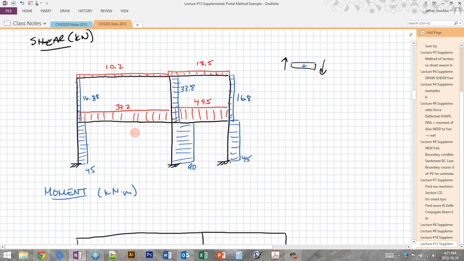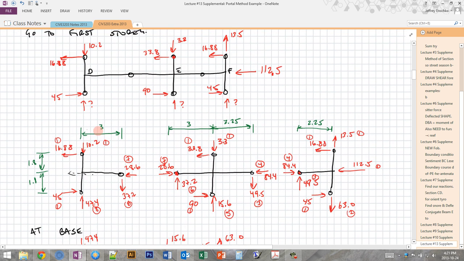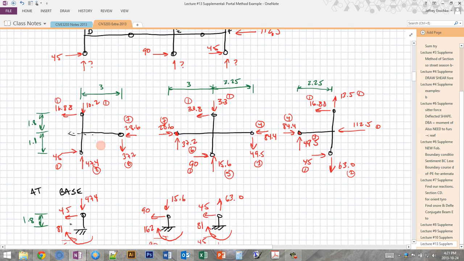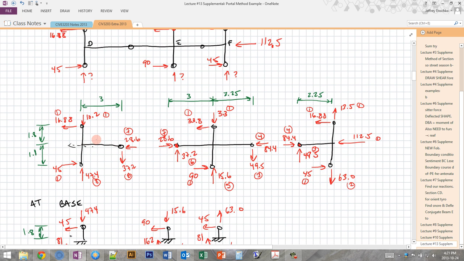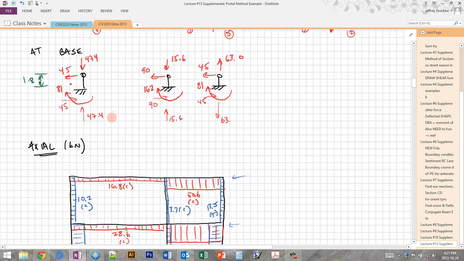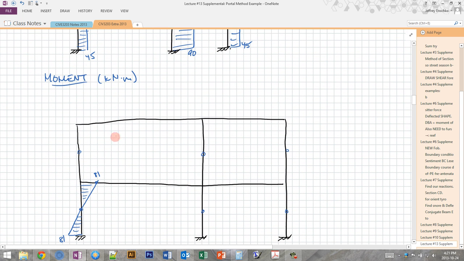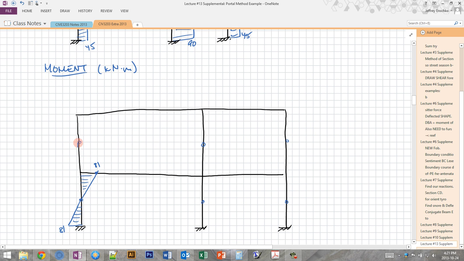So let's do the second story column now. Now we have 16.8 times this height, which is 1.8. And that comes out to 30.4. And again, the compression side is on the left. So it's going to look like this. This is linear. This is 30.4. And this up here is the same.